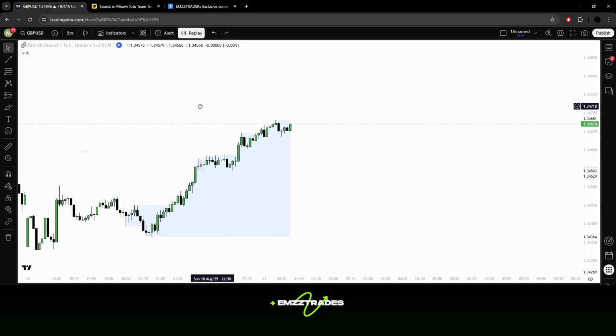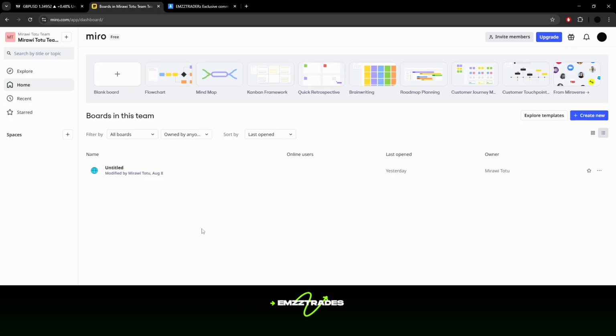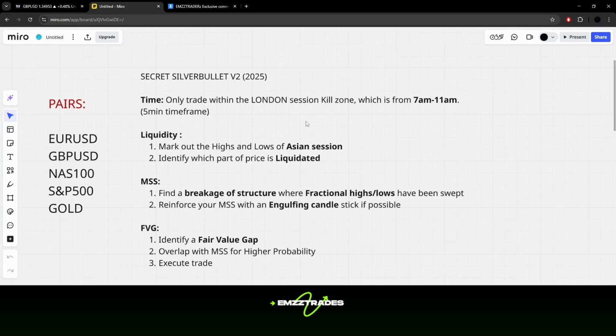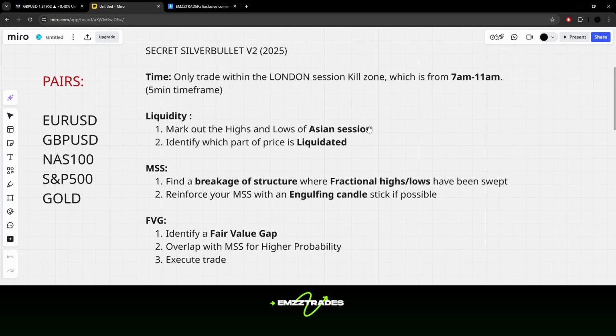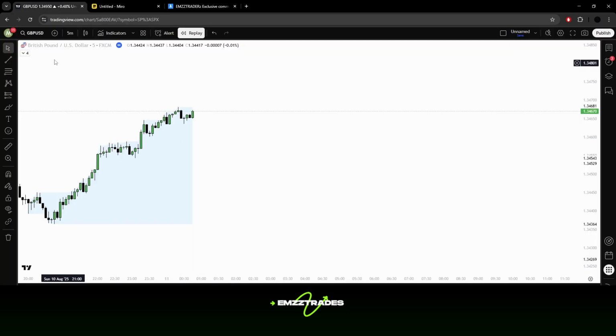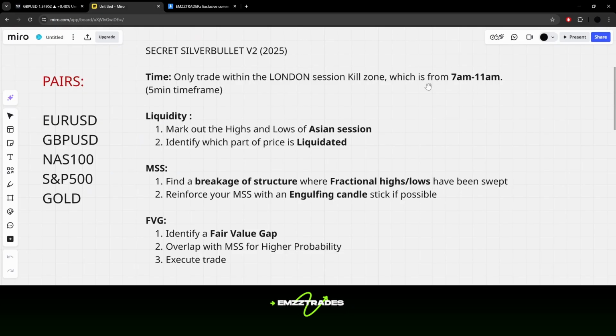So we're going to be trading this within the GBP USD session, and what you're actually going to be doing is very, very simple. You need to only trade within the London kill zone, which is from 7 a.m. to 11 a.m. on the 5-minute time frame. So I'm on the 5-minute time frame, and I'm going to be marking out my time zones right here.